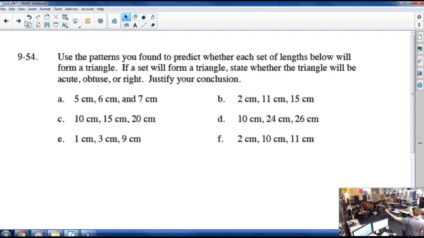Like, would this be obtuse? Would it be acute? I don't think we need to do that. Why do we need to square them? Because that was how we could tell whether they are acute or obtuse without actually building the triangle. Now, if you don't want to square the sides and be able to tell whether they will be acute or obtuse, you can make the triangles.